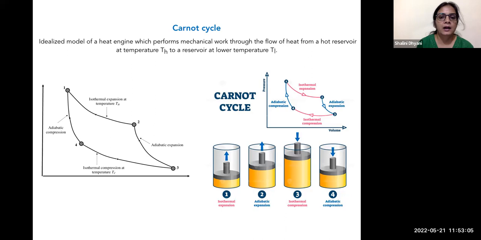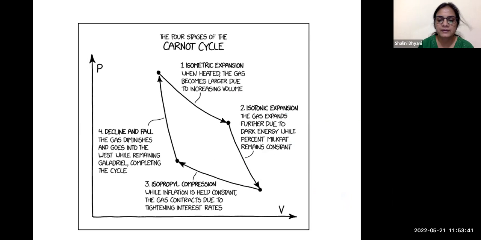This is the Carnot cycle. It is an idealized model of a heat engine which performs mechanical work through the flow of heat from a hot reservoir at a temperature, that is temperature TH, to a lower temperature reservoir that has a temperature TL. So if you see, this has different stages from isothermal expansion to adiabatic expansion. I'm sure you understand a bit of what isothermal and adiabatic expansion are, giving you a more precise overview of the four stages of this Carnot cycle for understanding more about the thermodynamic functioning of ecology and environment.